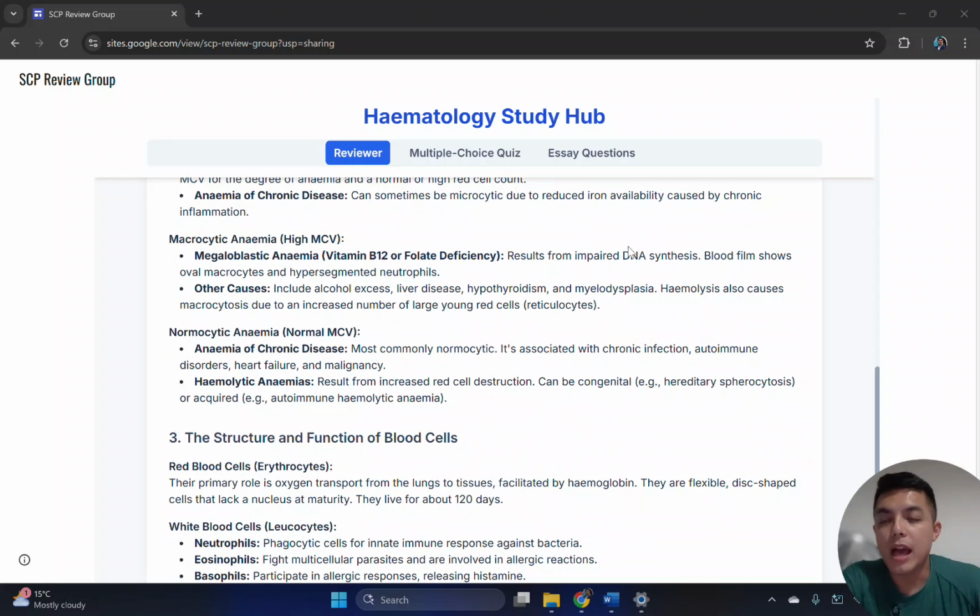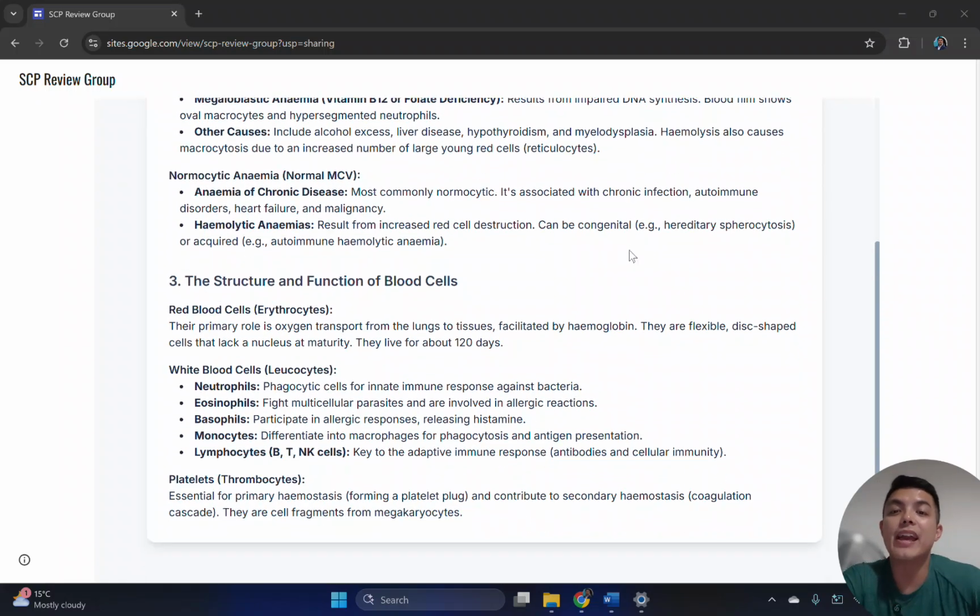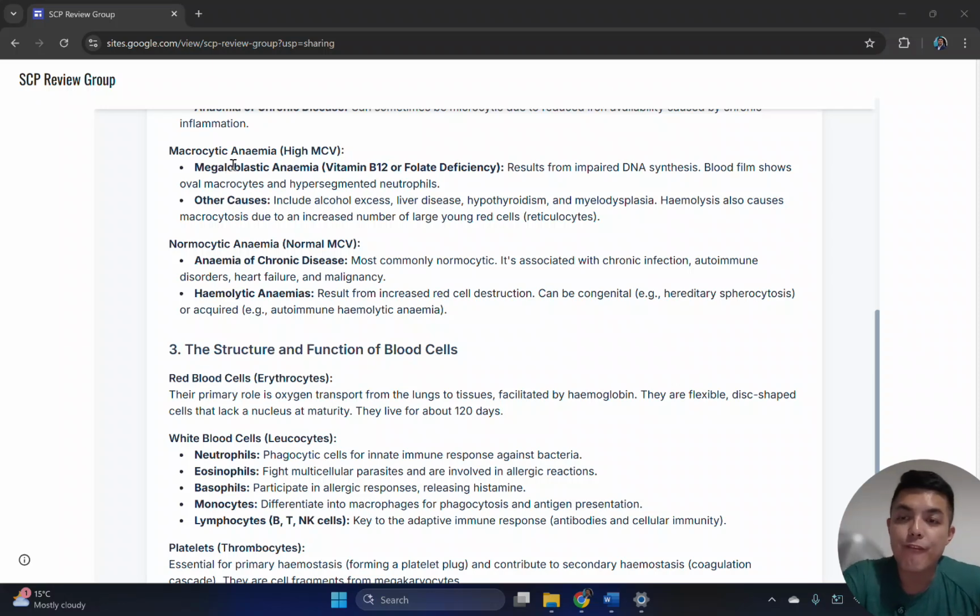Next will be our macrocytic anemia, or with high MCV. First one is megaloblastic anemia, which is what we commonly know as vitamin B12 or folate deficiency. This results from impaired DNA synthesis. The blood film shows oval macrocytes and hypersegmented neutrophils.